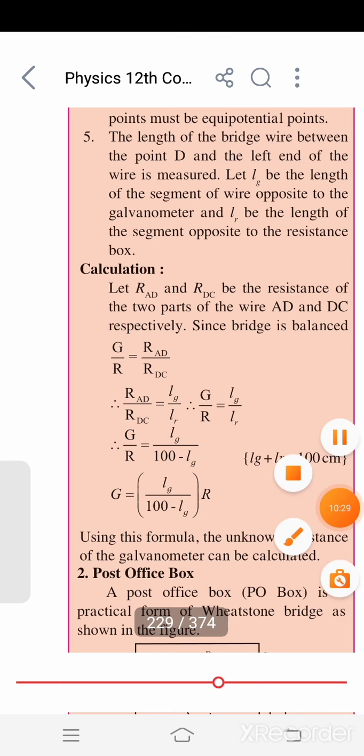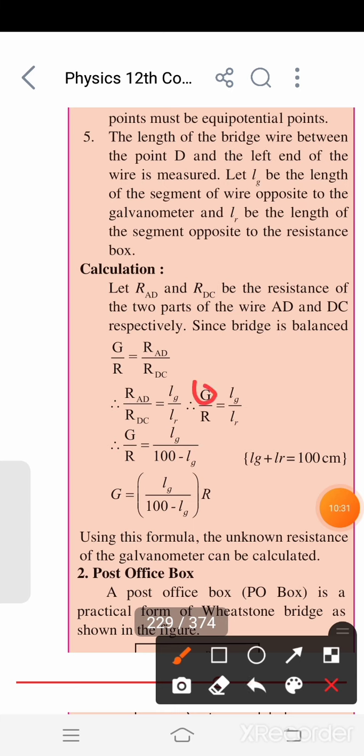G using Kelvin's method. And another formula for the resistance of the galvanometer, that is G is equal to Lg upon (100 minus Lg) into R. Using this formula, the unknown resistance of the galvanometer can be calculated.